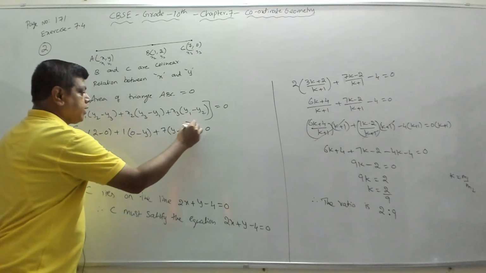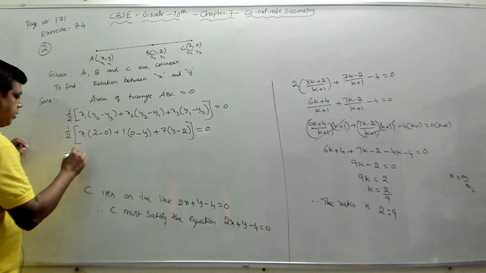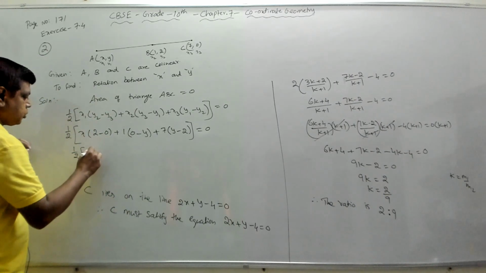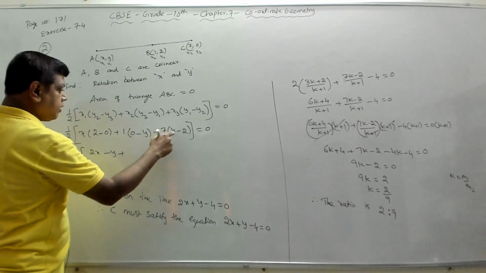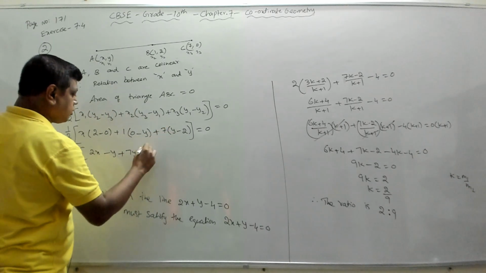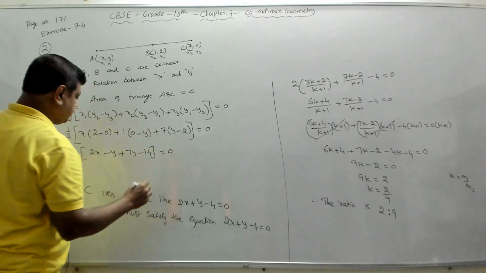And we have to close this bracket. Now what do we get? We get 1 by 2 of x into 2 is 2x minus y, plus 7 into y is 7y, minus 7 2s are 14, equal to 0.